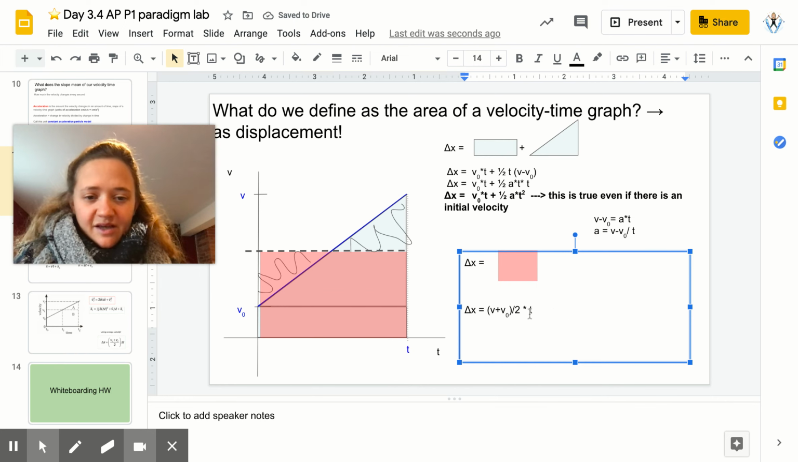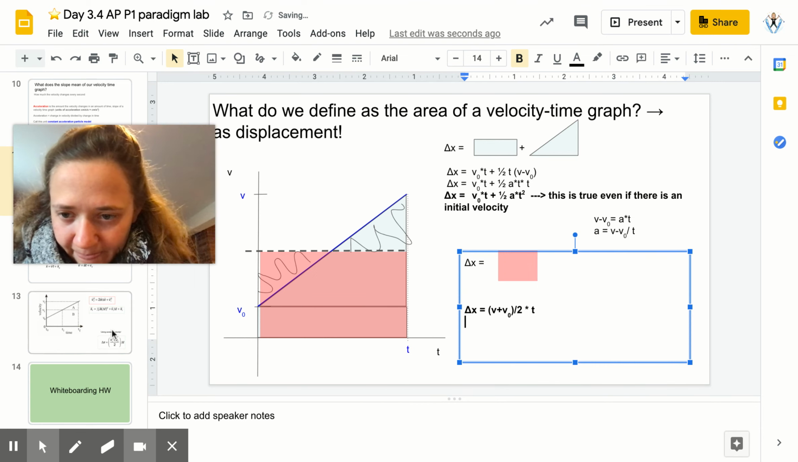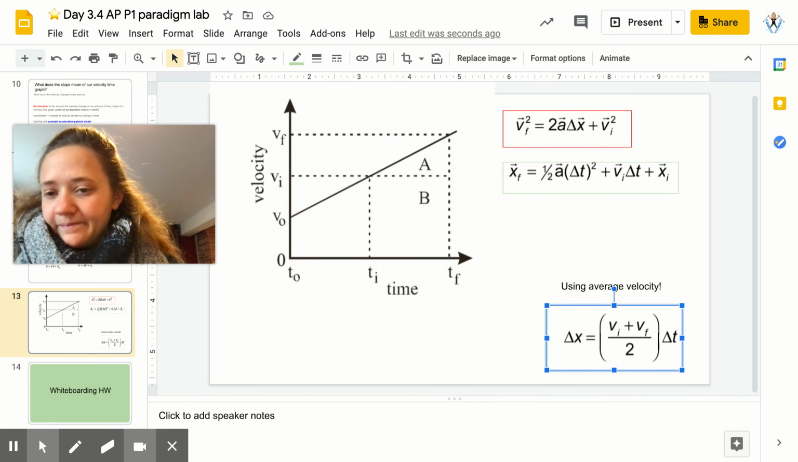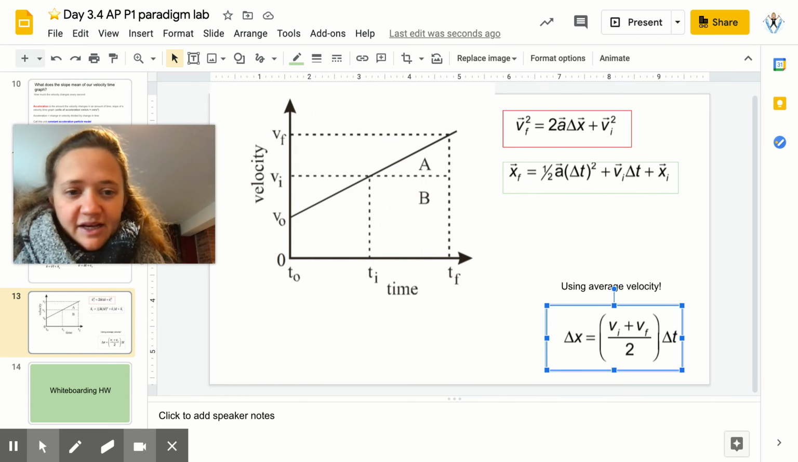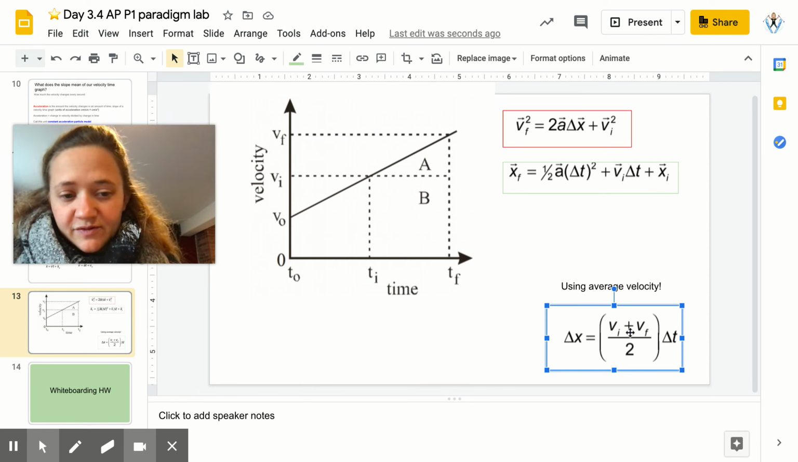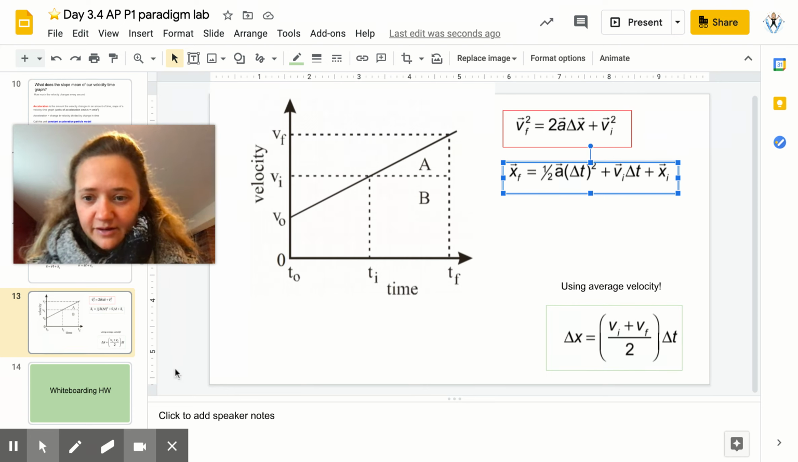And so this is another one of our big famous equations for this unit, where displacement is equal to the average velocity times the time. And so that is how you get these last two equations in our summary slides. We've got displacement using average velocity, and then our displacement using the area of the rectangle and the triangle.